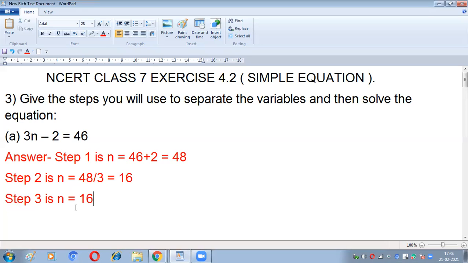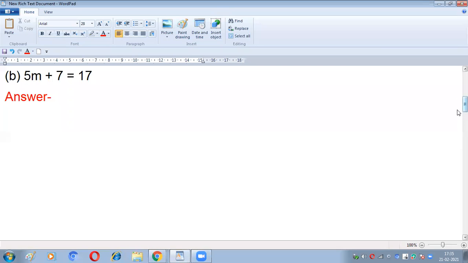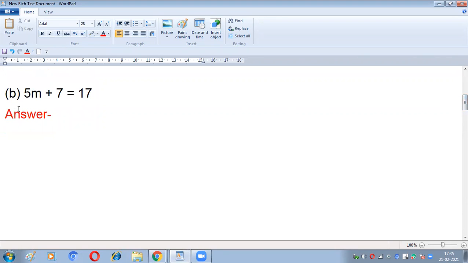Okay, our last value. So friends, now we'll move to part B. So friends, this is our part B, and the equation for part B is 5m, or we can say it as 5 multiplied by m, plus 7, which is equal to 17.